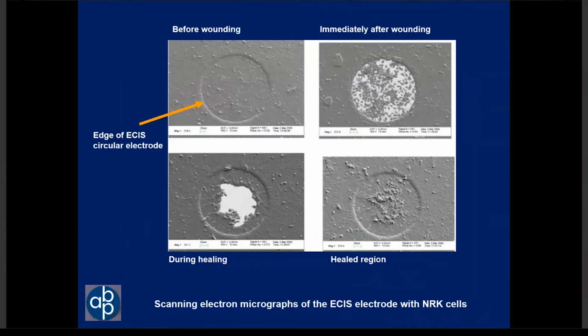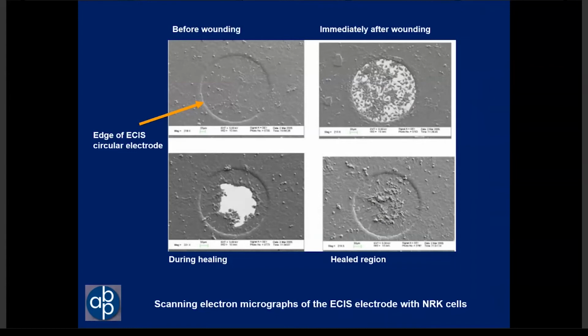Here's another look at this using scanning electron microscopy, and these are NRK cells that are being wounded. You can see it's a confluent layer in the upper left-hand panel. You can see the outline of the electrode. Immediately after wounding, another scanning electron micrograph is taken, showing that a great deal of disruption has occurred at that small electrode. And now we know those cells, in fact, are dead. They can be swept away.